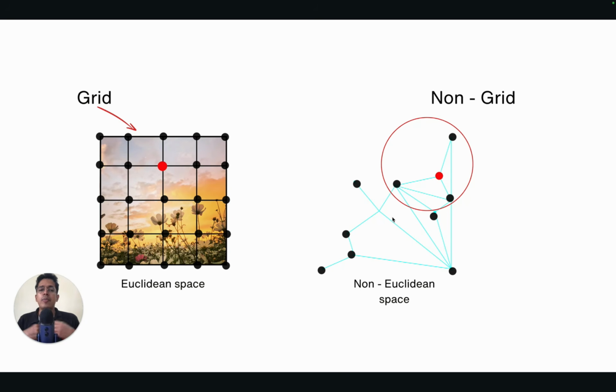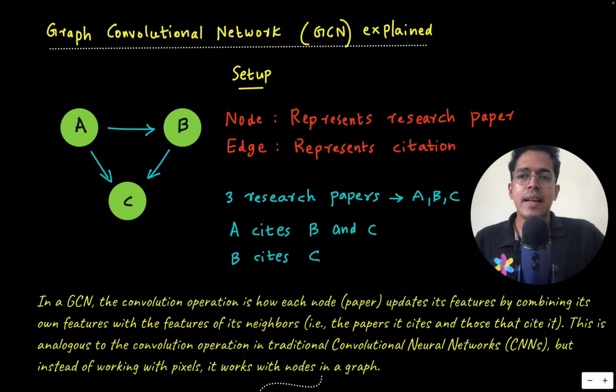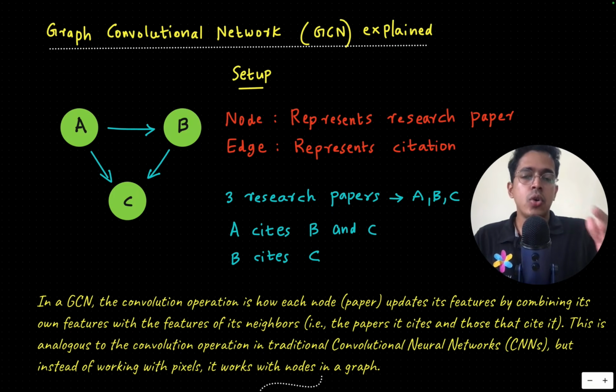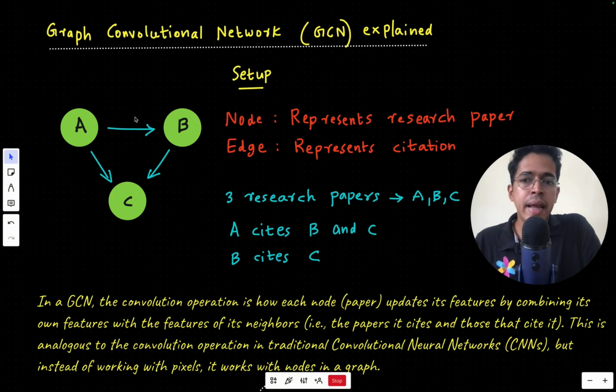Now let us look at a numerical example to understand how graph convolution operation is performed so that, let's say, we can perform a node classification task. Let us try to understand this with a very simple example. We will consider a graph neural network with just 3 nodes and 3 edges. These nodes represent research papers. So we have 3 research papers, paper A, paper B, and paper C.